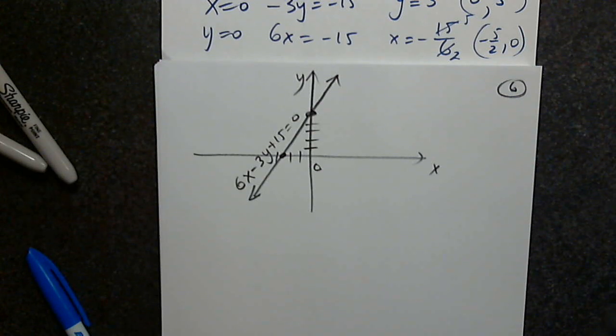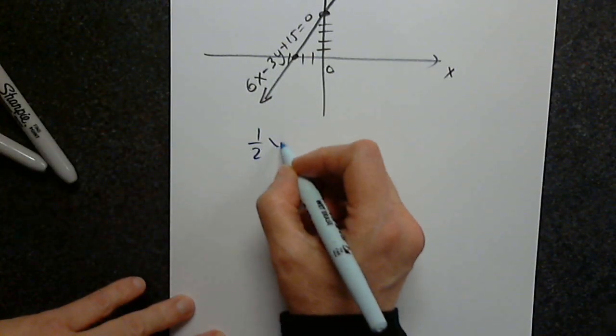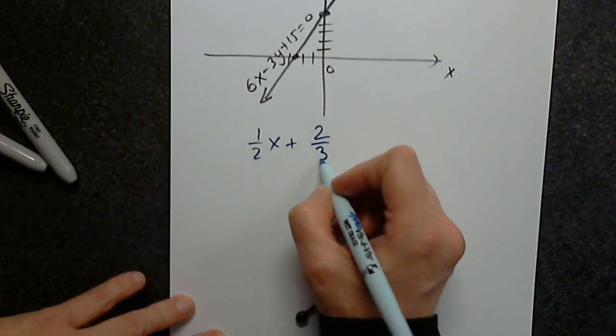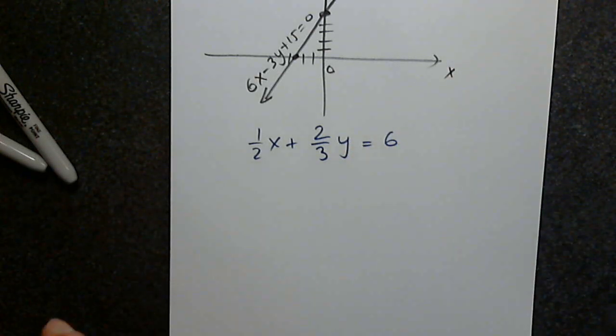Any questions? Is there an example of where there's a fraction in the equation? Yeah, we can always have a fraction, sure. Let's say 1/2 x plus 2/3 y equals 6. What do you think? So I'm asked to graph this. What do you think I'm going to do next?